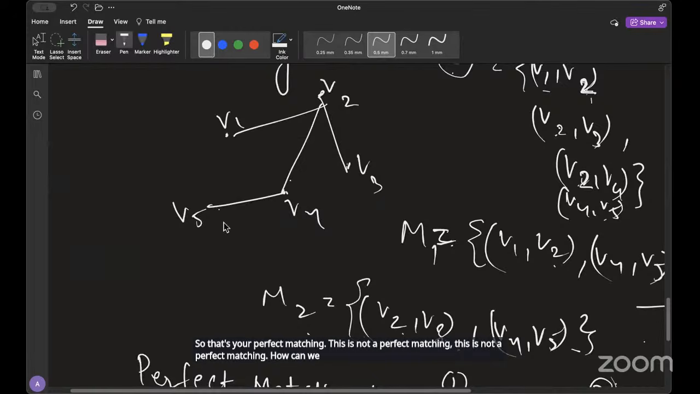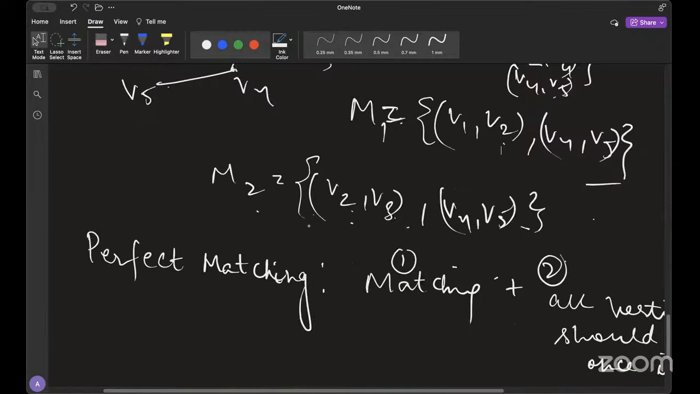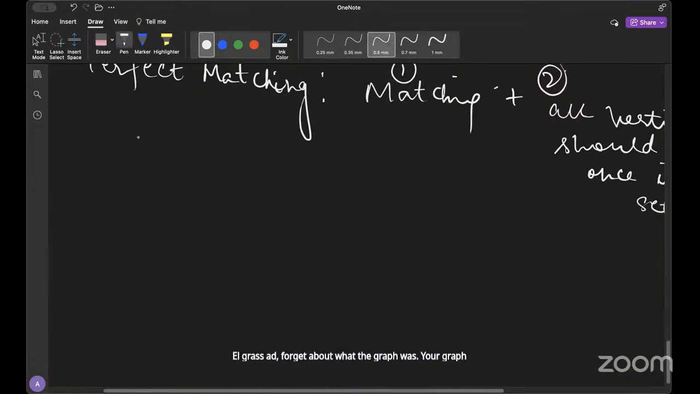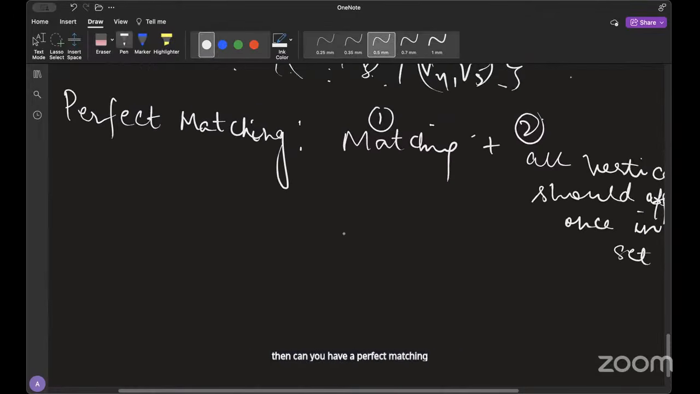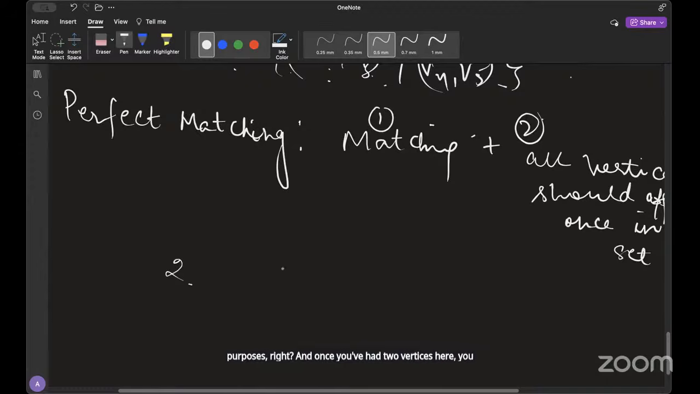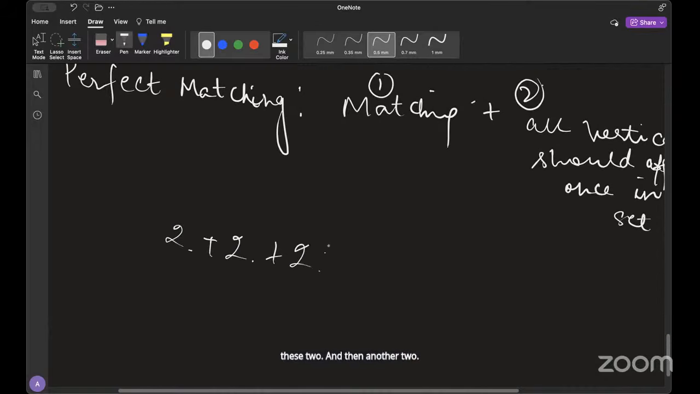How can we have a perfect matching for this one? Can we have a perfect matching for this one? Your graph had, forget about what the graph was, your graph had 5 vertices. So if you have five vertices in a graph, then can you have a perfect matching there? Because for a perfect matching, you need a matching. That means you need a collection of edges, and each edge will have 2 vertices, right? And once you've had 2 vertices here, you cannot have those 2 vertices another time. You cannot have them repeated. That means there'll be another set of 2 vertices, then these two, and then another two, and then another two. So it's always even, and you have to cover all vertices, right?